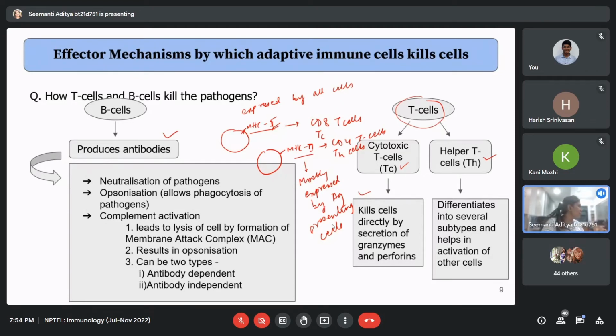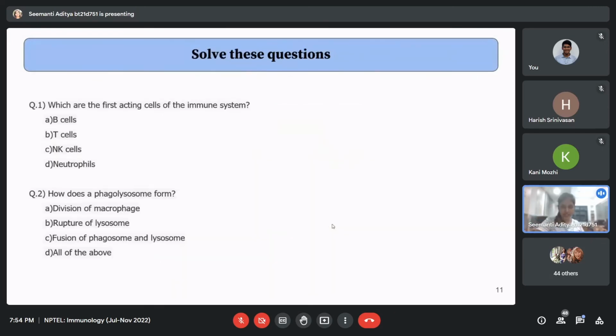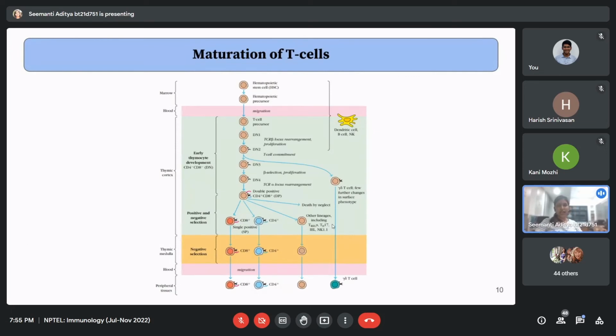Very good. How will a T cytotoxic cell know that the antigen is being presented on an MHC molecule? Is there any toxin or chemotoxin released? How will the cytotoxic cell know? So we will discuss how a T cell matures. Okay, so let's start with T cell maturation. This is the last topic, and then we'll go for the questions.